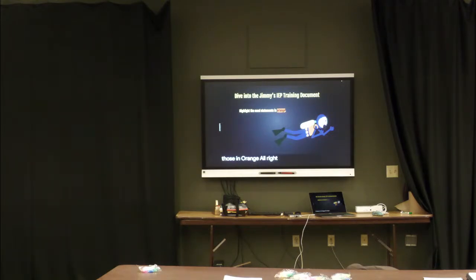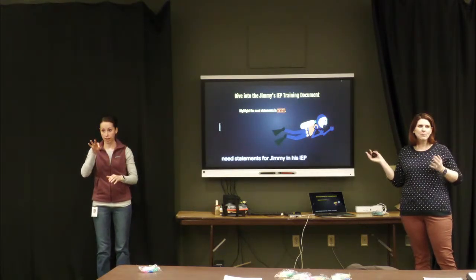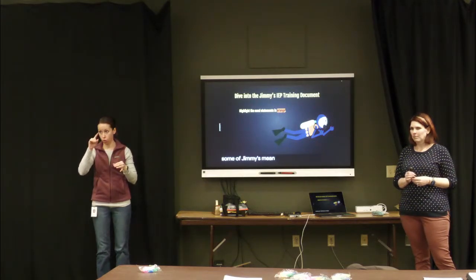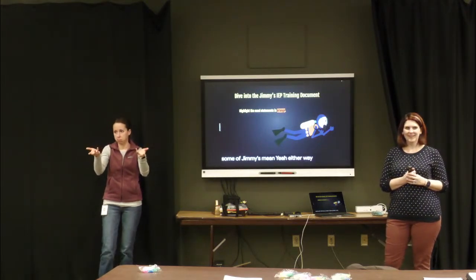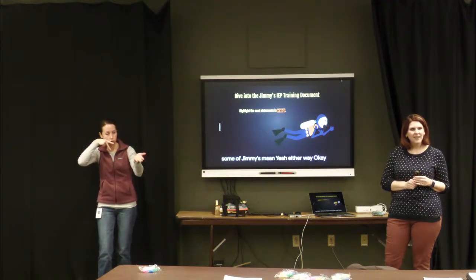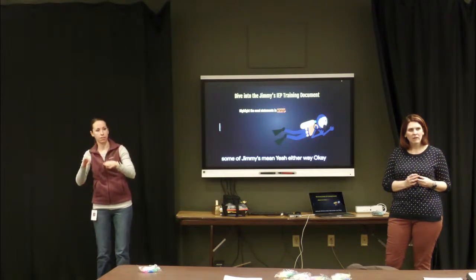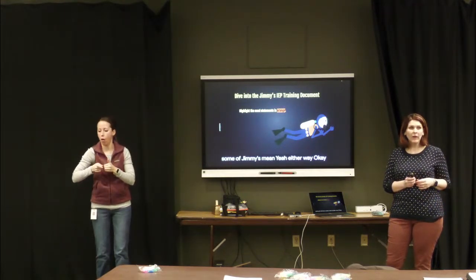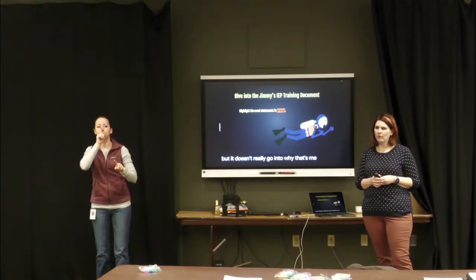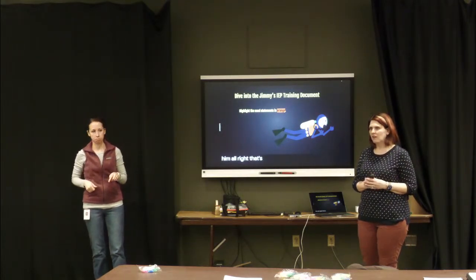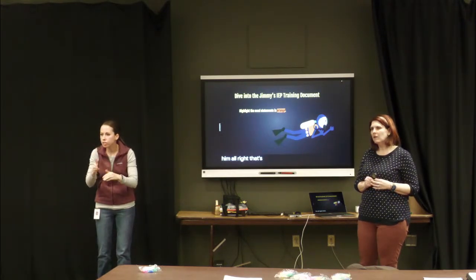All right, so did you all find any need statements for Jimmy in his IEP? What are some of Jimmy's needs? In math, it says his prioritized need is multiplication and division, but it doesn't really explain how he's struggling in that. Okay, yeah, so his need is multiplication and division, but it doesn't really go into why that's needed. All right. In reading, it says to develop a word reading accuracy level with a focus on improving the decoding strengths. Okay.